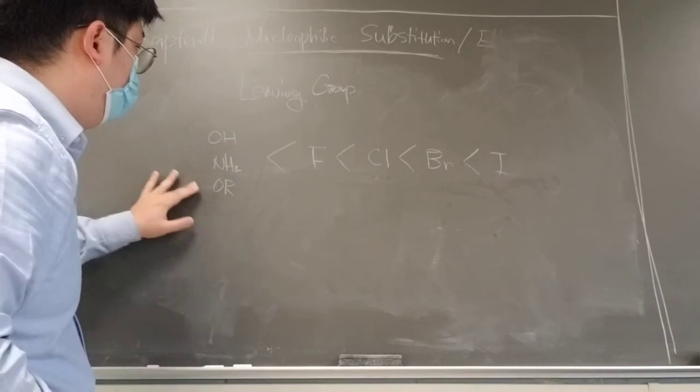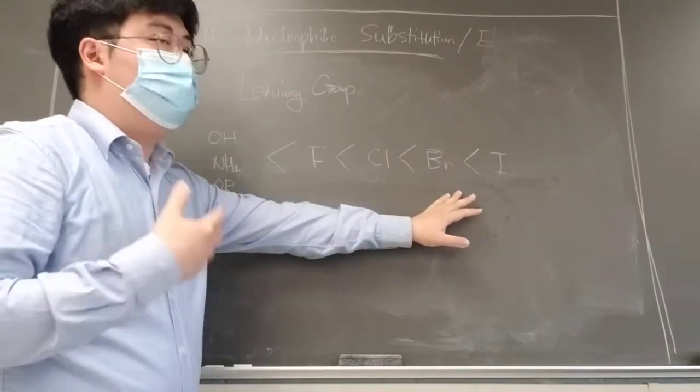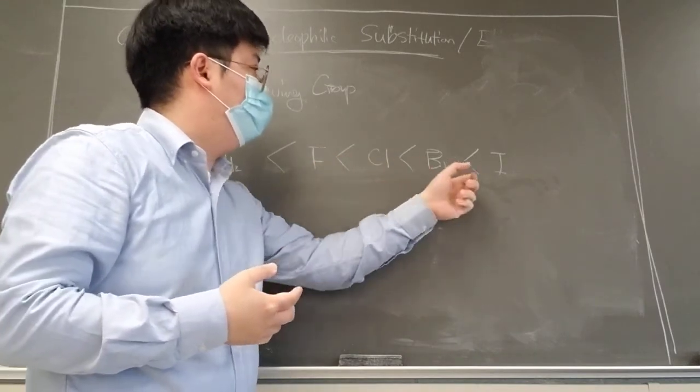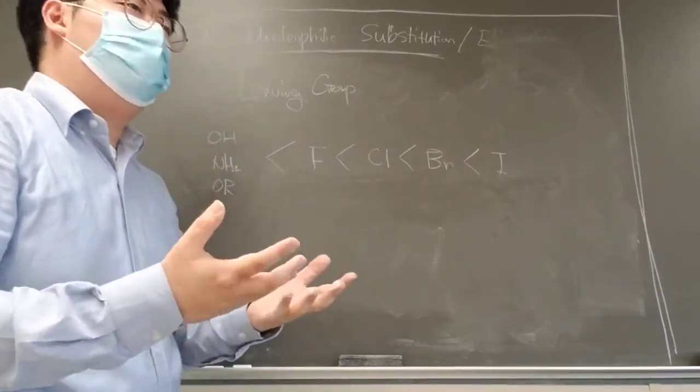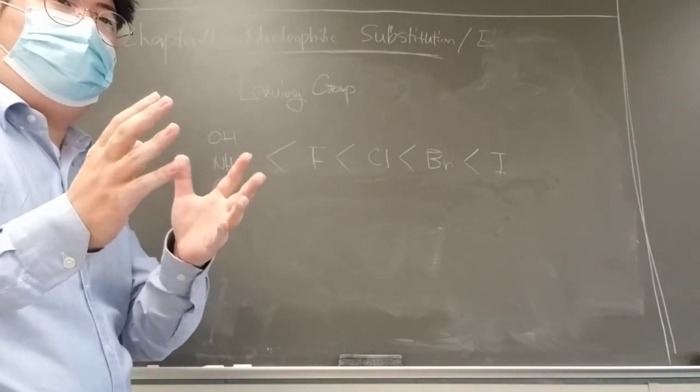Those on the left are not so good, but halogen groups are usually good ones. Except I think chlorine maybe, but chlorine, iodine are pretty good leaving groups because of that. I hope that makes sense. It kind of makes sense, right?